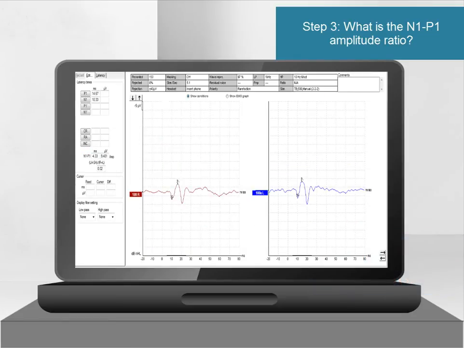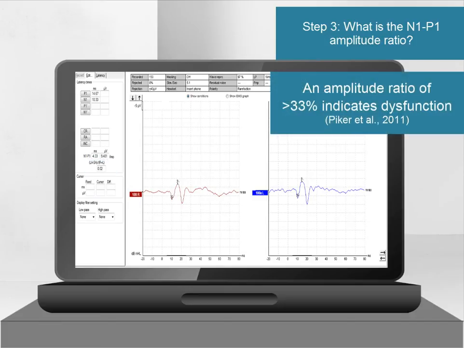The most robust measurement to interpret when considering the oVEMP is the N1-P1 amplitude ratio. This measurement compares the amplitude of the N1-P1 response of both the left and right ears. If you have set the waveforms to be VEMP partners, then this is calculated automatically by the Eclipse. A study by Piker et al. in 2011 suggests that if the amplitude ratio is greater than 33%, then this is indicative of pathology. This figure is consistent with other studies looking at amplitude ratio.